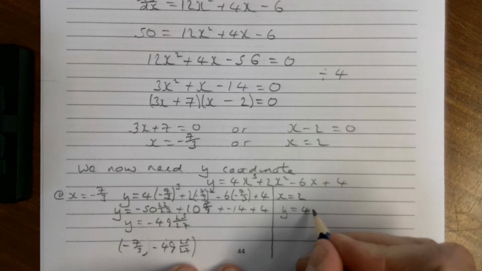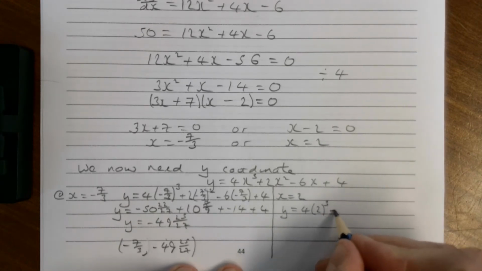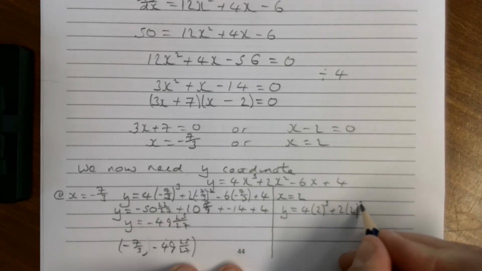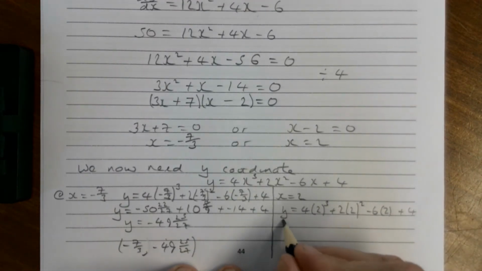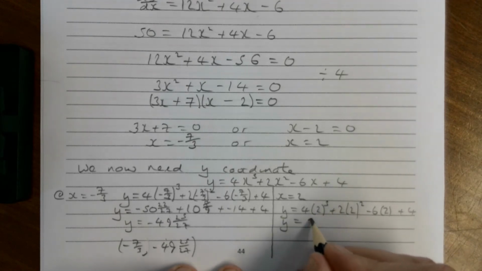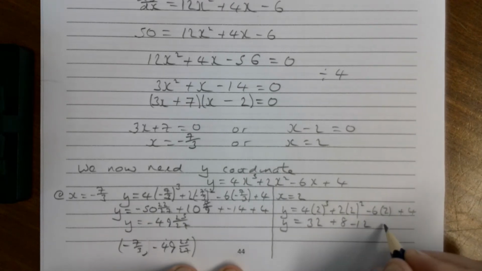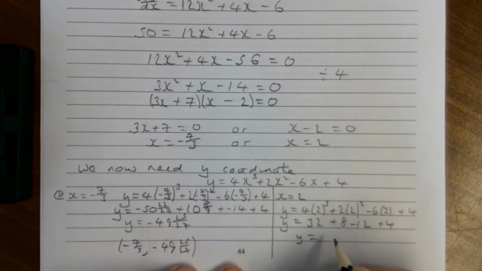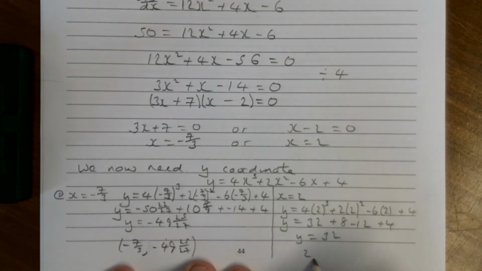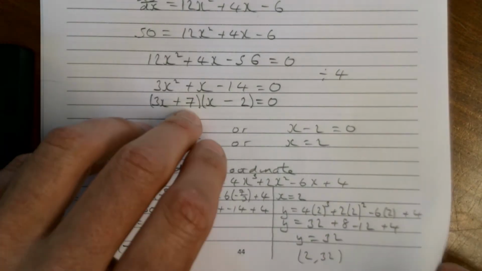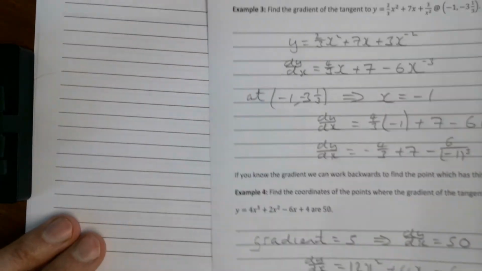y is 4 upon 2 cubed plus 2 upon 2 squared minus 6 upon 2 plus 4. 8 times 4, 32 plus 8 minus 12 plus 4, and it gives us y equals 32. So we're finally there. Our other coordinate then is (2, 32). Let's take a look at our next example.